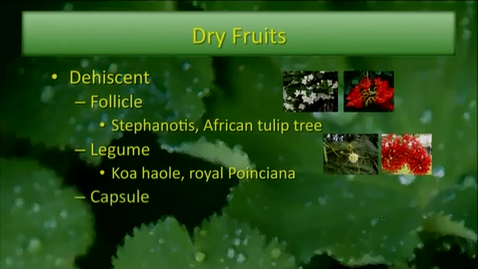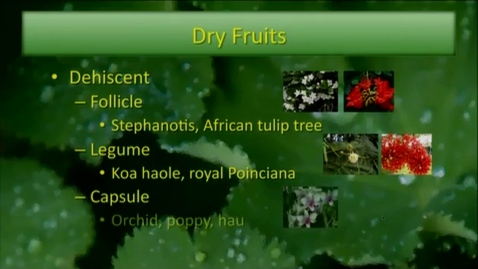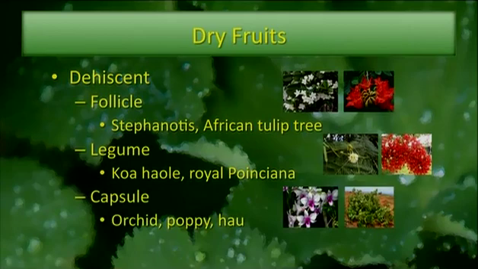And then we have a capsule. Capsules have 3 or more splits in them or 3 or more pores. They include orchids, the poppies, and also how. So these have capsules as their fruits. Those are the 3 types of dehiscent fruits: the follicle, the legume, and the capsule that opens along 1 split, 2 splits, or 3 or more splits.